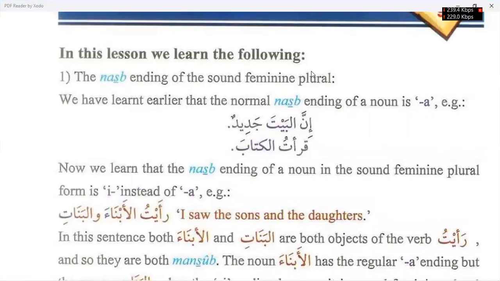Rina, tell me what is the point. The regular noun that's usually ending kasra will be changed to kasra because of sound feminine plural. No. Normal ending of a mansub word is fatha. Look here. Innal baita, qara'tul kitaba. Normal ending of a mansub noun is fatha. What is the normal ending of a mansub noun? Fatha. But the ending of a mansub sound feminine plural is kasra.